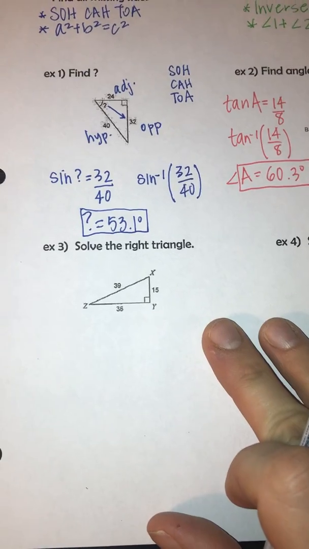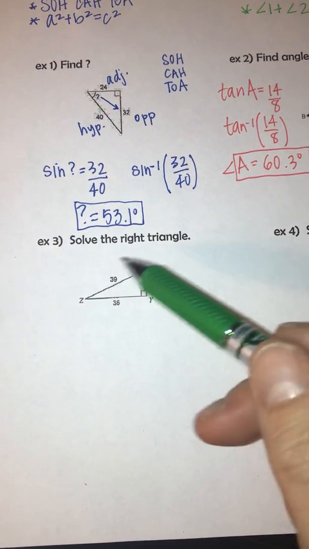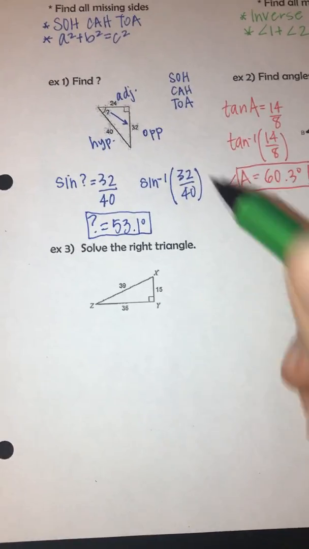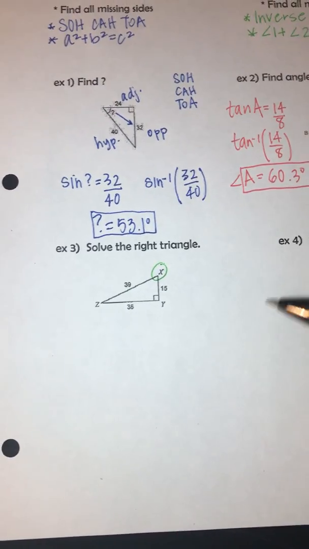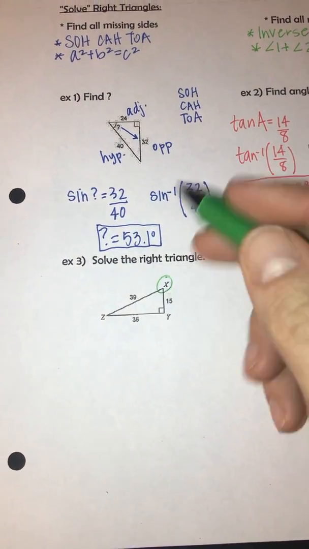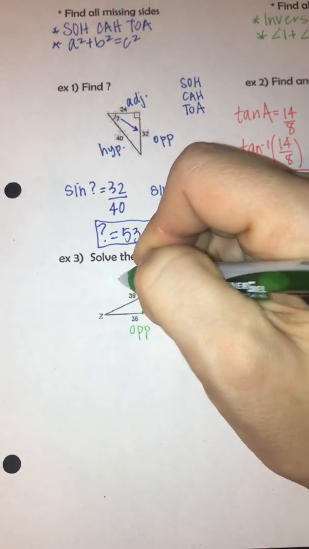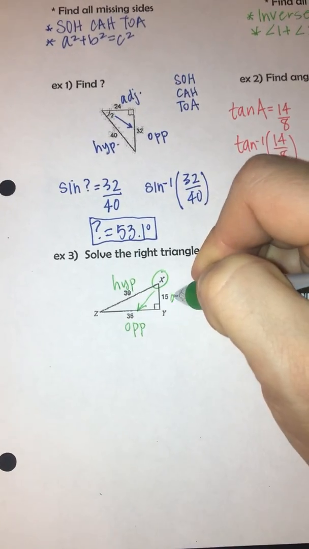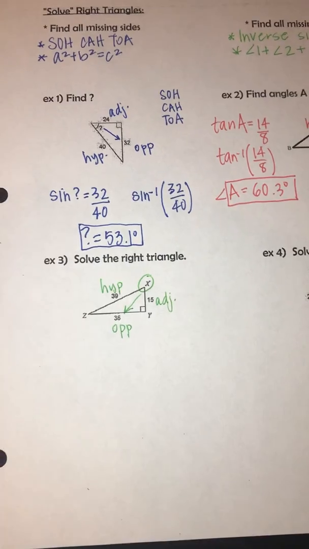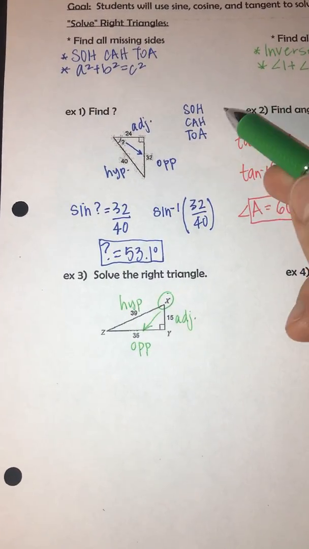So we're going to solve this right triangle. That means we know all the sides and we want to find all the angles. That means I want to find Z and X. So I'm going to start with X. Like I did on the last example, I'm going to label everything based off of X. And I can use whatever trig function I want. Since I haven't used cosine yet, it's feeling left out, so we're going to use cosine.